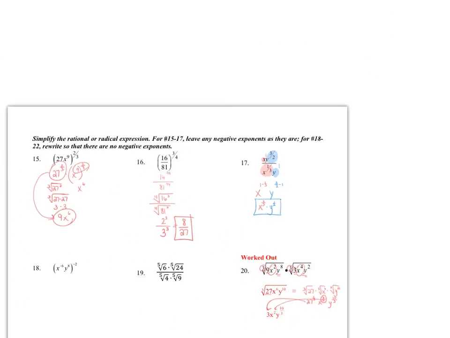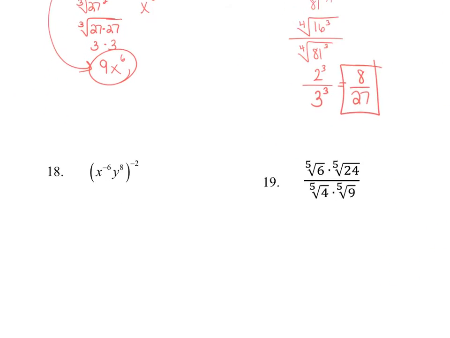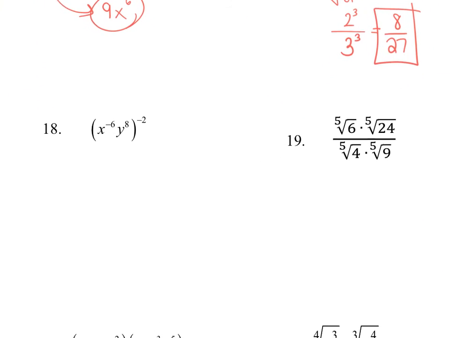Okay, let's look at 18. So 18, we don't want negative exponents. Do not start changing them right away. Let's see what happens when we multiply first, okay?